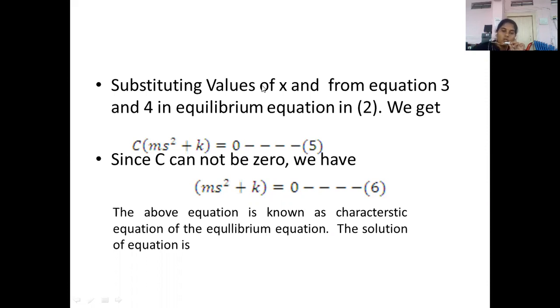So look, the outside term that is taken out is c into e raised to s t, and the other factor is ms square plus k. So A is nothing but c into e raised to s t, that is the first term, and the second one is nothing but ms square plus k. So from that, c and e raised to s t, these parameters will not be zero.